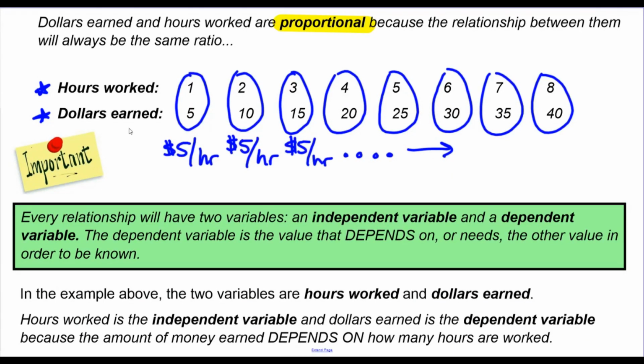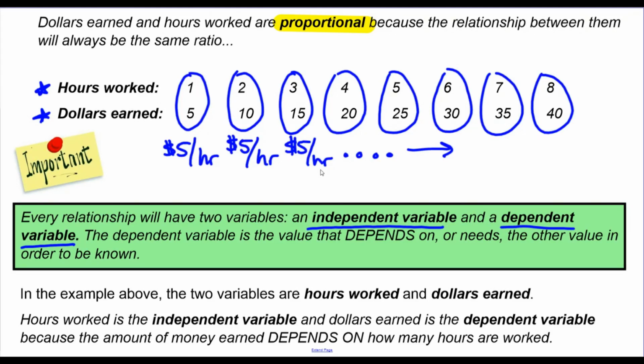It's also important to note that every relationship will have two variables: an independent variable and a dependent variable. It's very important to know the difference between these two types of variables. The dependent variable is the value that depends on or needs the other value in order to be known. So it's important to be able to identify which one is which in a relationship, because that's how we're going to find our constant rates. And we're going to use that a little bit more later on in other lessons.